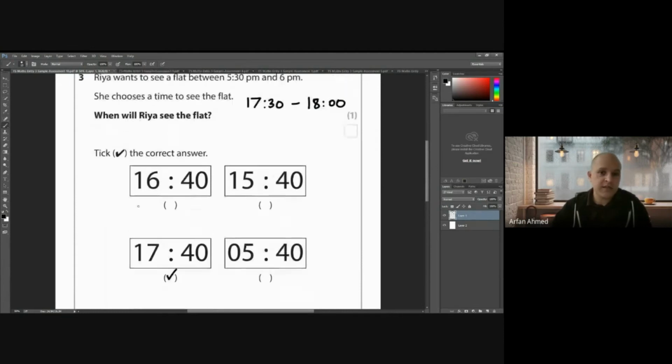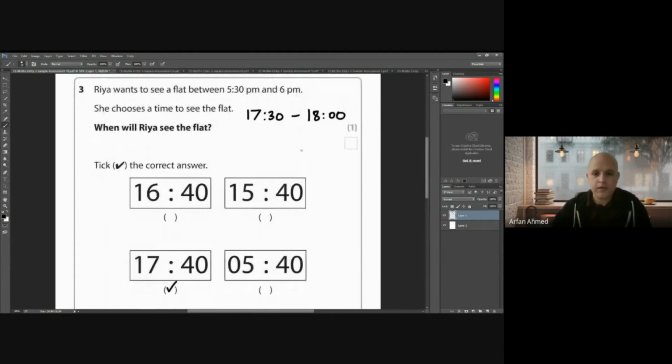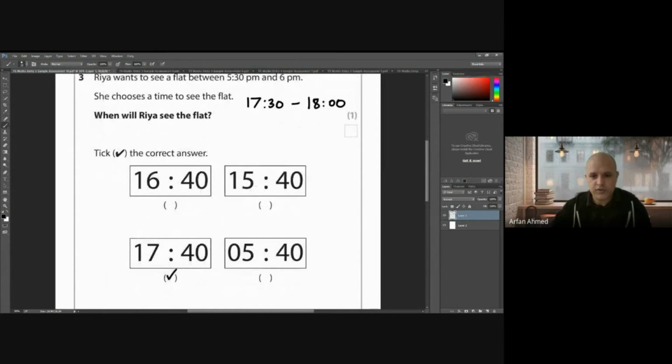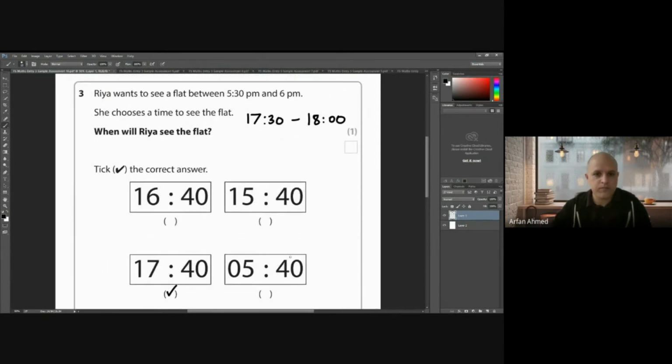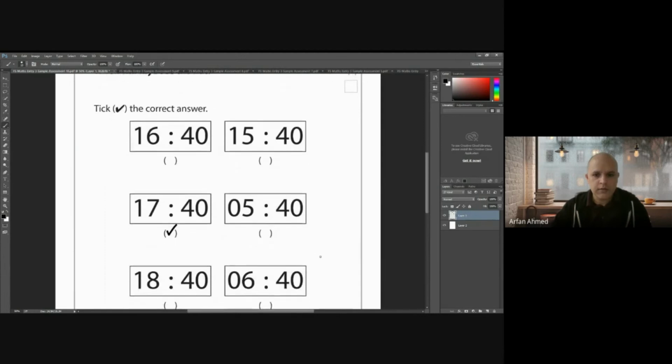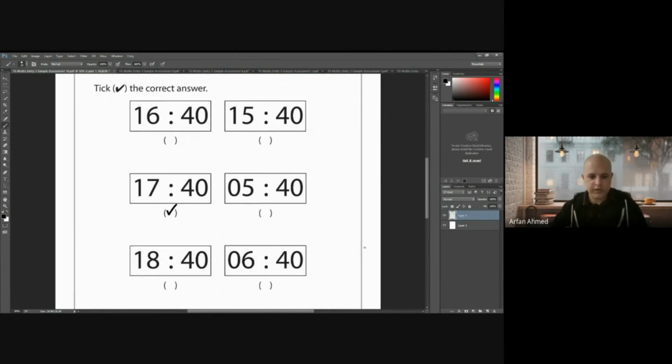Yeah, 5:40 in the afternoon, PM. This other 5:40, that is AM. That's in the morning. So definitely not that one. Yep. So you need to know about 24-hour clock. Definitely do look at that. Do look that up if you're not sure.